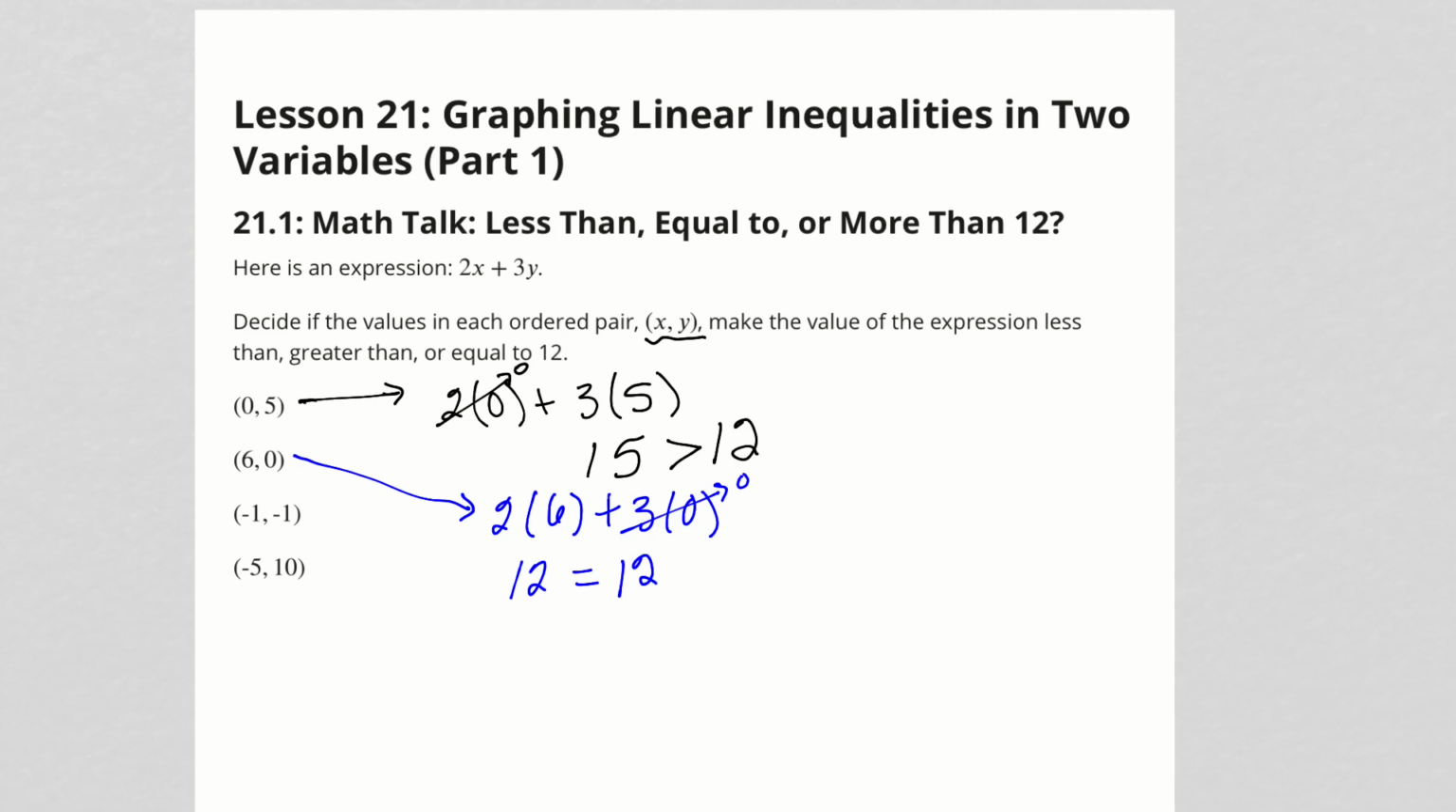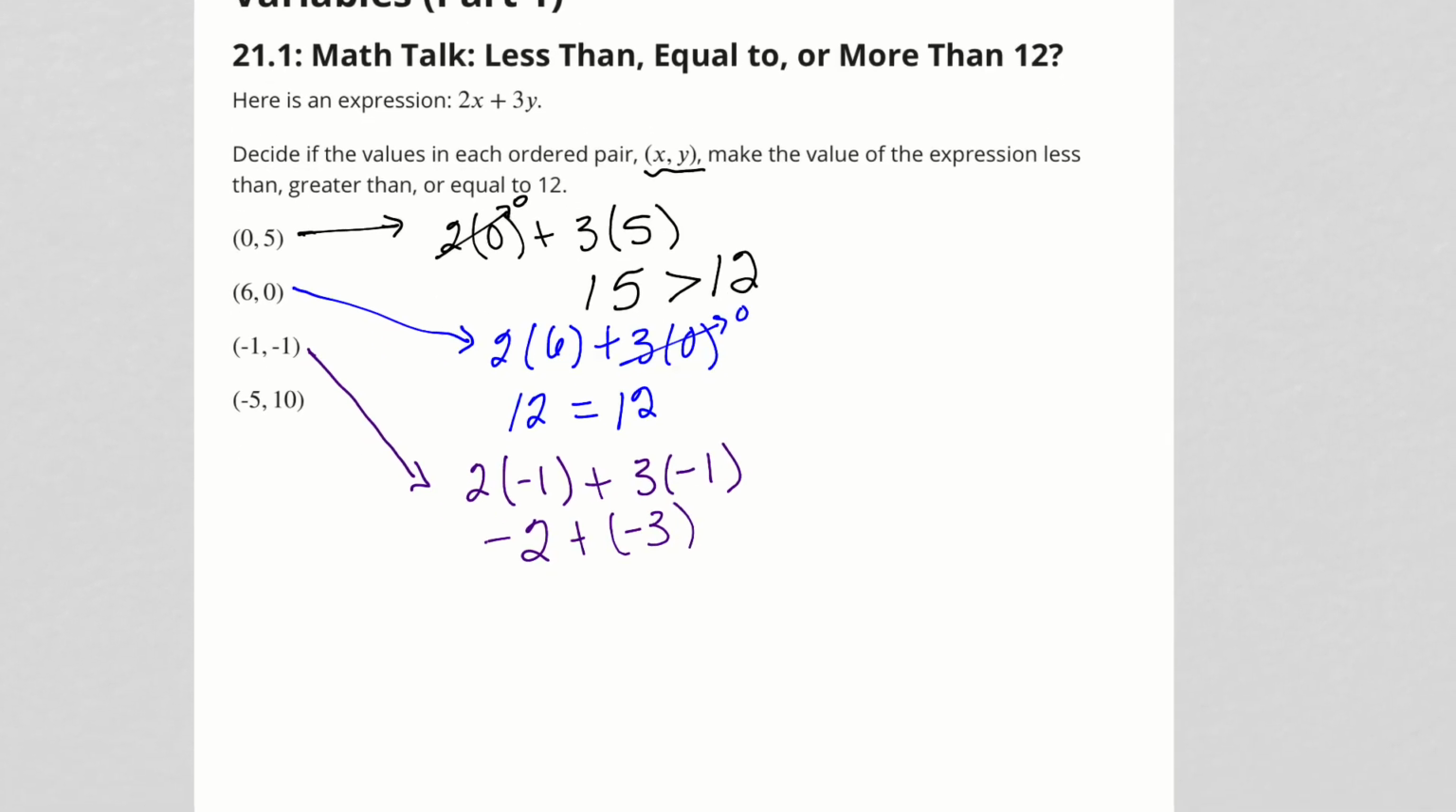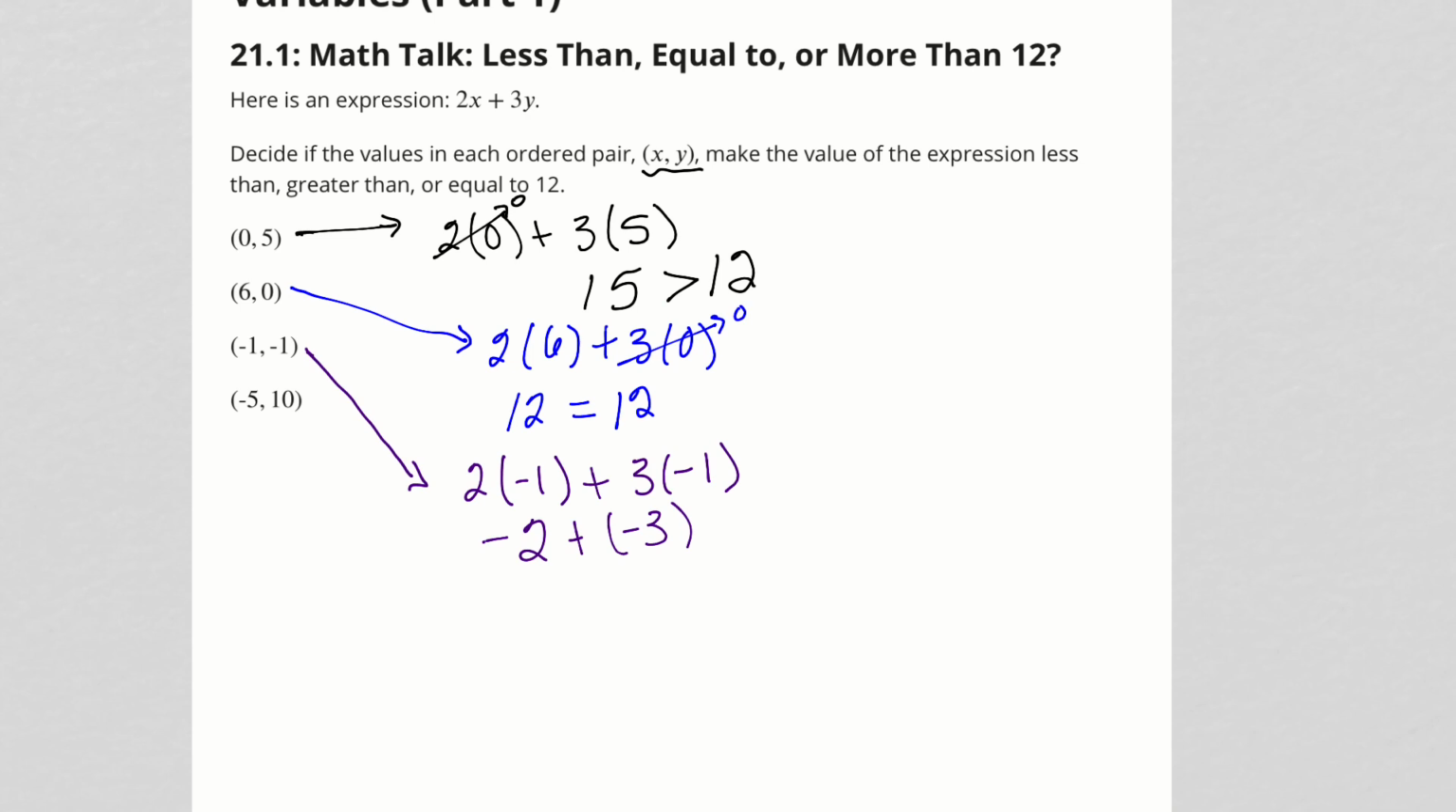Okay, next we are going to draw an arrow down here. We're going to do 2 times negative 1 plus 3 times negative 1. That's going to give us negative 2. And I'm going to put a plus negative 3, which if you can recognize that that is the same as minus 3, then go ahead and put minus 3. So we're going to have negative 5. That is definitely less than 12. I know I got an extra point in there.